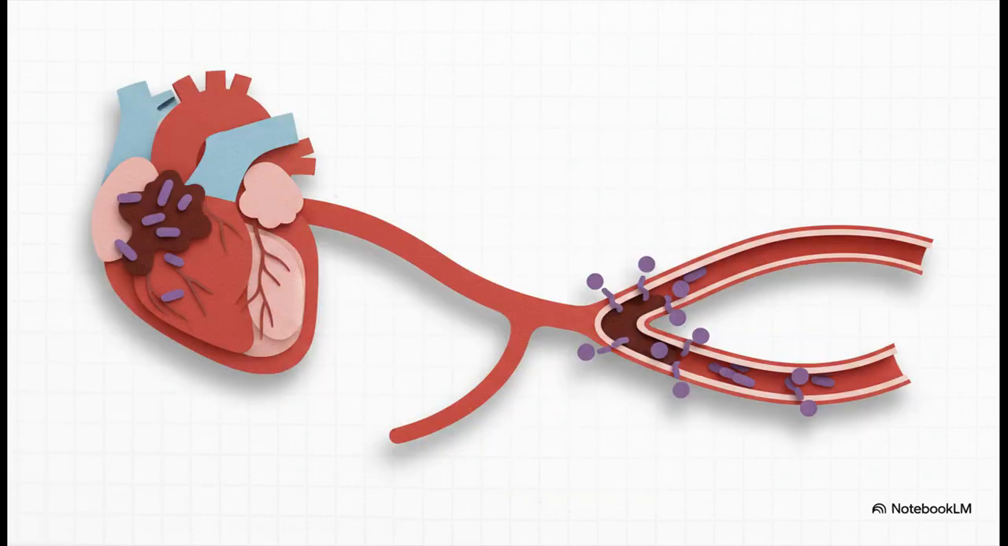And finally, the fourth path, which was actually first described way back in 1885 by the legendary Dr. Osler. This involves something called septic emboli. Picture this. You've got an infection on, say, a heart valve. Little infected clots can break off, travel through the bloodstream like little torpedoes, and then lodge in a distant artery, starting a whole new infection there.